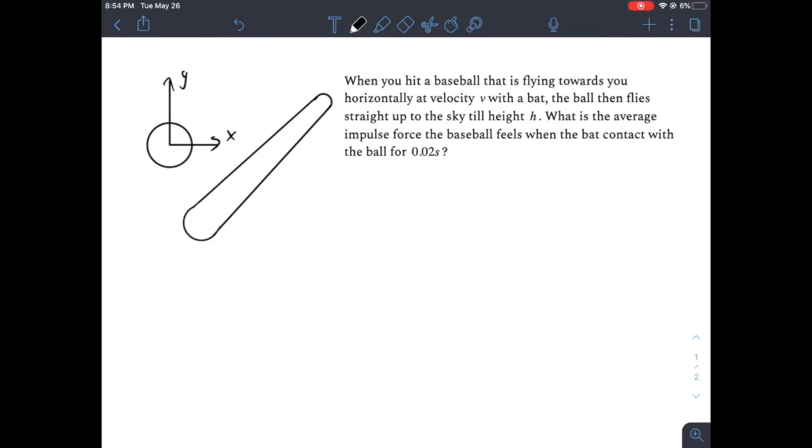Day number 39. Today we have a baseball impulse problem. We hit a baseball that's flying towards you horizontally at velocity v with a bat. The ball then flies straight up to the sky with height h. What is the average impulse force the baseball feels when the bat contacts the ball for 0.02 seconds?